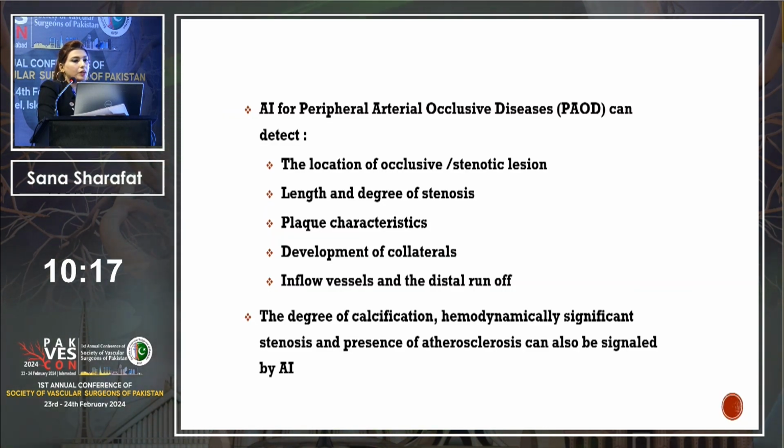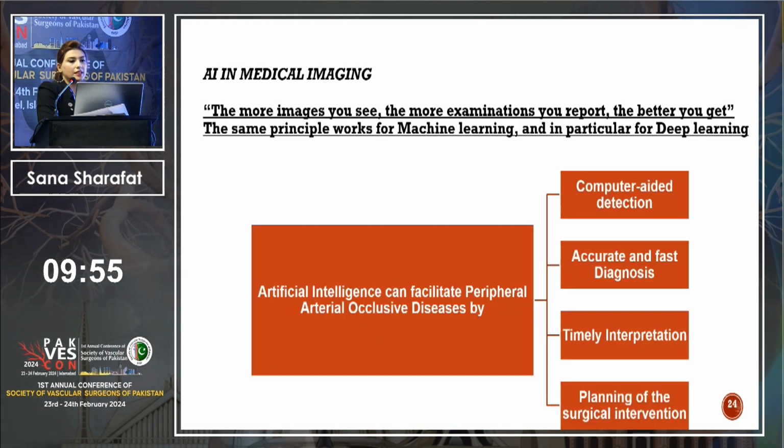So AI for peripheral arterial occlusive disease can detect the location of occlusive and stenotic lesions, the length and the degree of stenosis, the plaque characteristics, the development of collaterals, and the inflow vessels and the distal runoff. The degree of calcification, hemodynamically significant stenosis, and the presence of atherosclerosis can also be signaled by AI. As we all know, the more images you see, the more examinations you report, the better you get. The same principle works for machine learning as well, and in particular for deep learning.